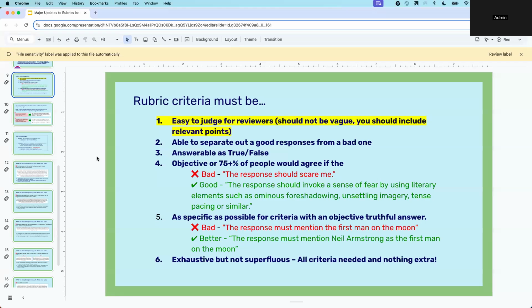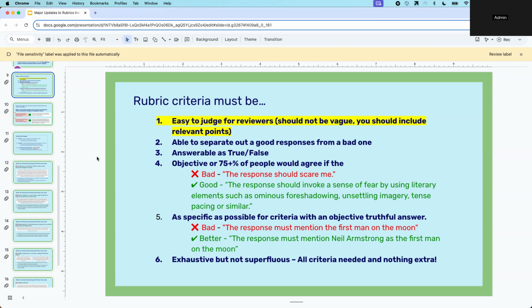Hi everyone. We just want to give some quick video guidance on the latest update on the rubric section and how criteria should be crafted. There's been some slight changes that we want to make you aware of, and hopefully this video can help in understanding these changes. So to start, your criteria should be easy to judge for reviewers. They shouldn't be vague or overly subjective, and you should be sure to include relevant points.